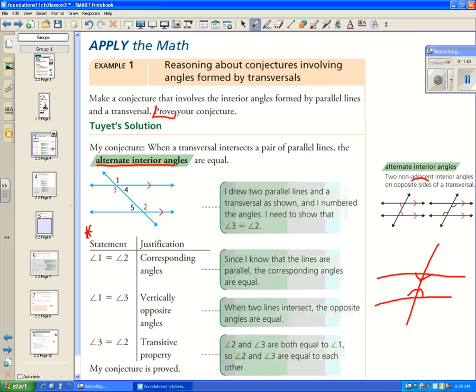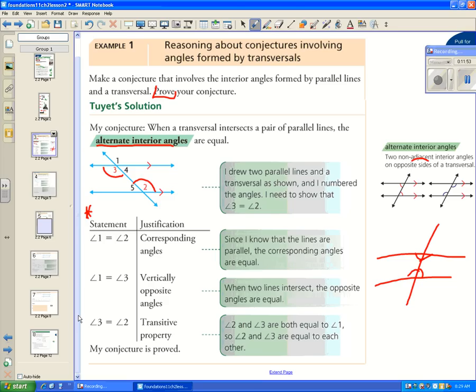First of all, it says I drew two parallel lines and a transversal is shown, and I numbered the angles. I need to show that 2 equals 3. Since I know that the lines are parallel and the corresponding angles are equal, he could say angle 1 is equal to angle 2, because that's corresponding angles. And his justification is, because we've already shown corresponding angles in the last section, he used that as his justification.